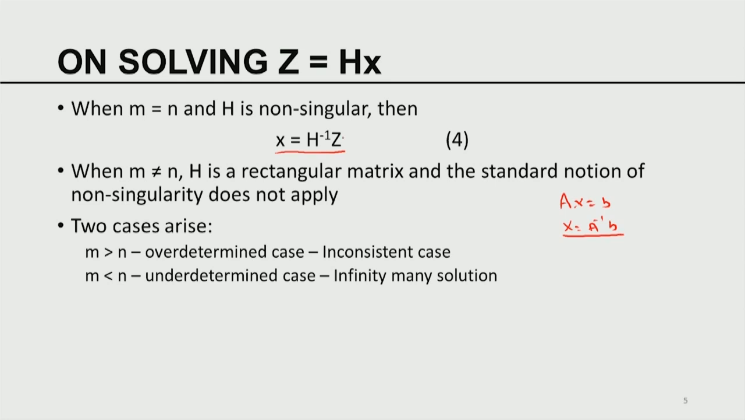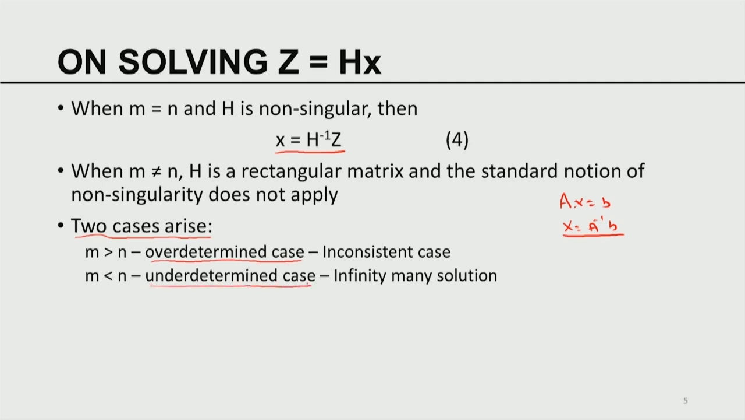In order to examine the solution concept for this, it is useful to define two cases: when m is greater than n, and when m is less than n. Please remember, m is the number of observations, n is the number of unknowns. So if m is greater than n, it is called an overdetermined system. When m is less than n, it is called an underdetermined system.